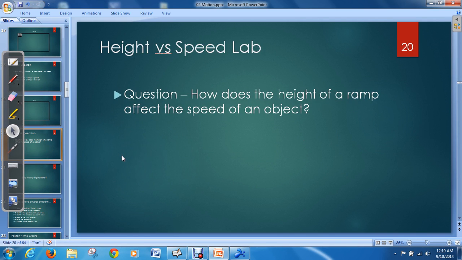This is a lab we did after school. The instructions are online. But the question you were trying to answer was, how does the height of a ramp affect the speed of an object? So do that lab, and you'll see an interesting behavior with the height versus the speed.